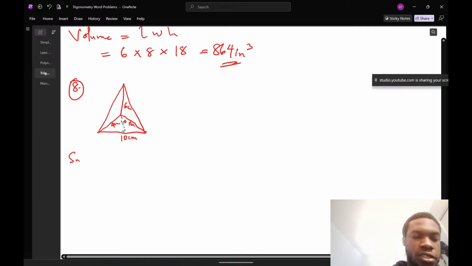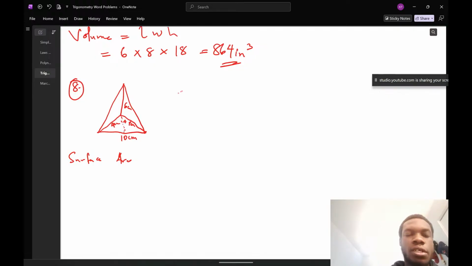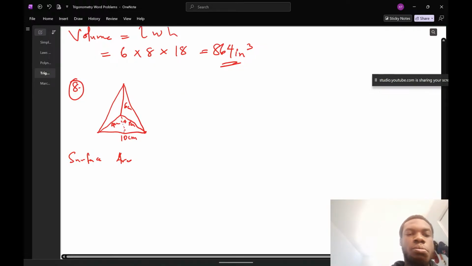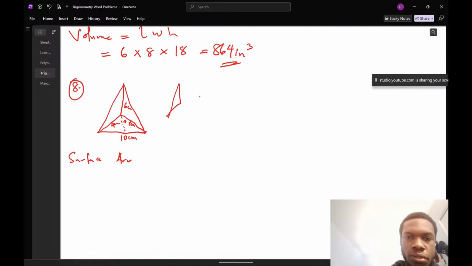So for us to find the surface area, if we look at this pyramid, there are 3 triangles that comprise it: the triangle that faces like this, the triangle that faces like this, and the triangle which is the base of this shape. The height here is 6 centimeters, this one is 4 centimeters, this is 6, this is 4. From here to here is 10 centimeters, and the height here is 4 centimeters.